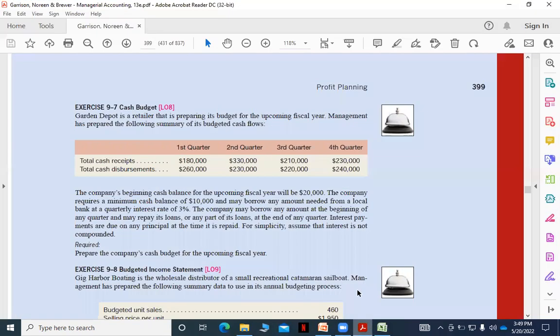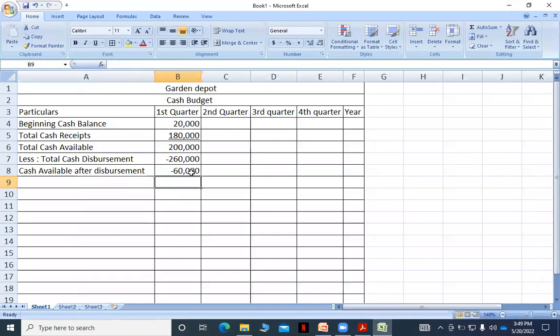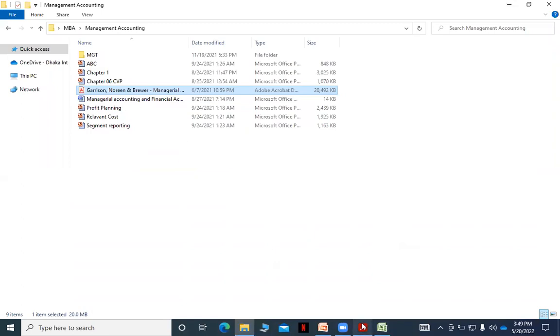But you have one condition in your question. The condition said that the company requires a minimum cash balance of 10,000 taka. So you need to make 10,000 taka as a cash balance, but after disbursement you have a negative 60,000 taka. Your question already said that if you do not have any cash after disbursement, then in that case you need to borrow money to make your required balance. Your required balance is plus 10,000 taka.